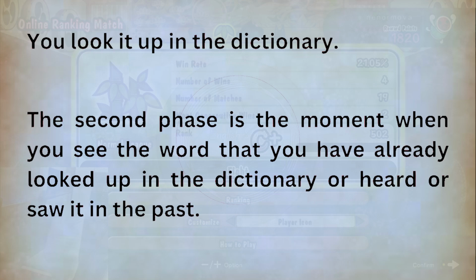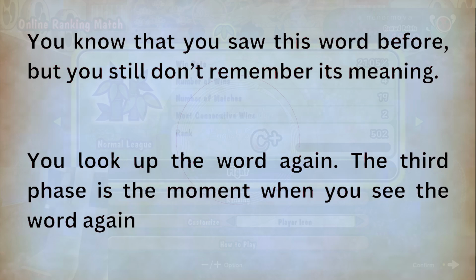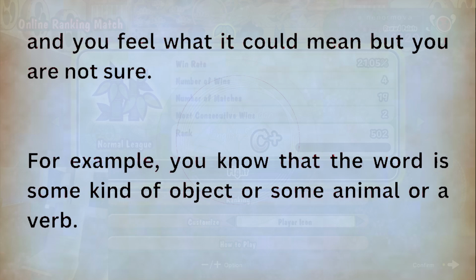The second phase is the moment when you see the word that you have already looked up in the dictionary, or heard, or saw it in the past. You know that you saw this word before, but you still don't remember its meaning. You look up the word again. The third phase is the moment when you see the word again and you feel what it could mean, but you are not sure.